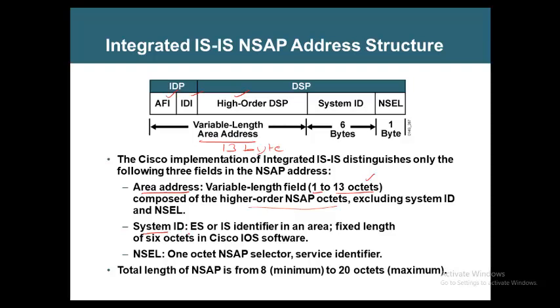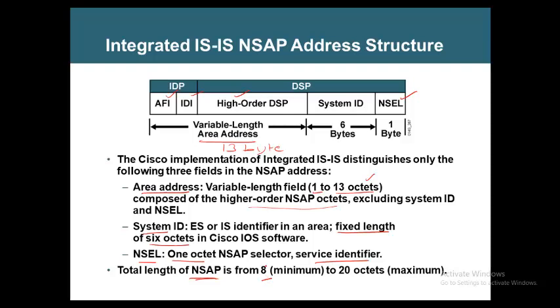System ID is a fixed length. How many bytes? 6 bytes. And then the N selector is only 1 byte, and it is always 00. N selector, service identifier, IPv4 service, 00. Right. Now this net ID or NSAP address is a minimum of 6 bytes.